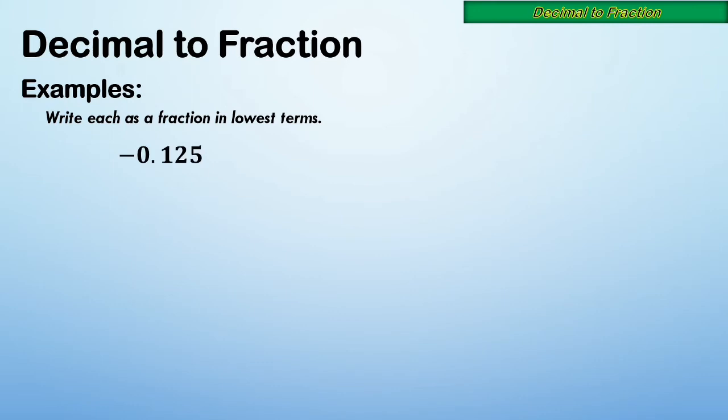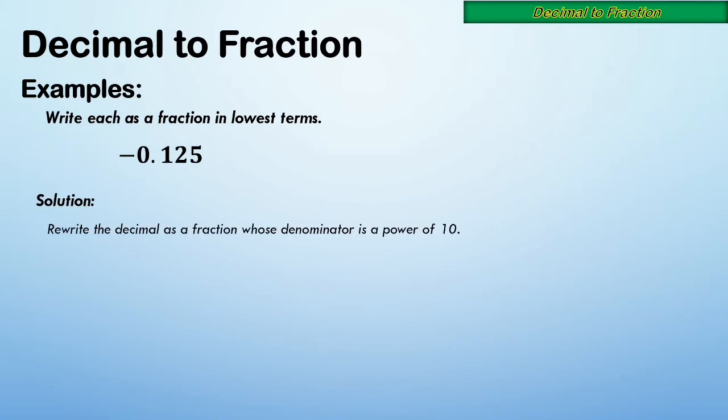Okay. Negative 0.125. Okay, or negative 0 and 125 thousandths. Okay, solution. We write the decimal as fraction whose denominator is a power of 10. Okay, the decimal. Ibig sabihin, decimal only. Ito lang siya. Okay, hindi kasali itong whole number. The decimal only. Okay? The number after the decimal point.